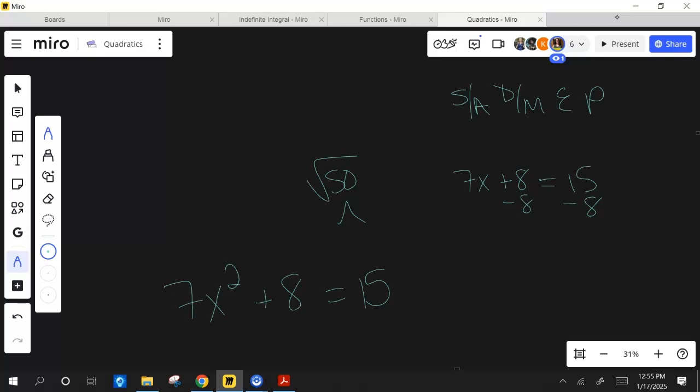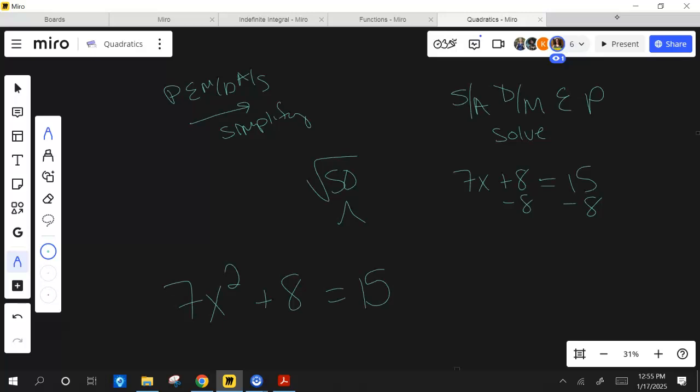Because simplifying goes this way. Solving goes this way. Solving is the opposite of simplifying, okay? If it says simplify, it's PEMDAS. If it says solve, it's SADMAP.